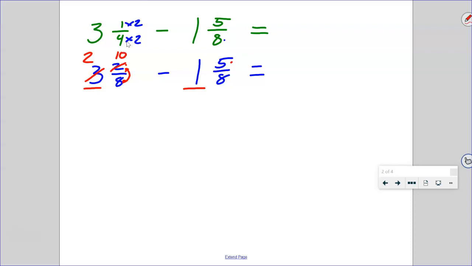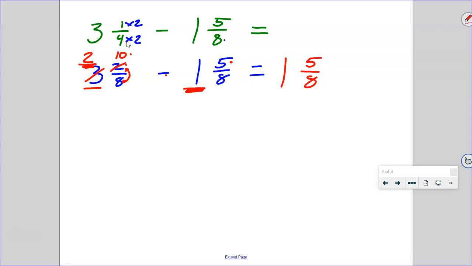So now, instead of 3 and 2/8, we are saying that we have 2 and 10/8. And we're doing that because now we have enough to perform the subtraction. So let me go ahead and take care of the wholes first. I'm going to do 2, take away 1, and that gives me 1. And now I'm going to subtract the eighths. Now I'm going to do 10/8, take away 5/8, and that gives me 5/8.